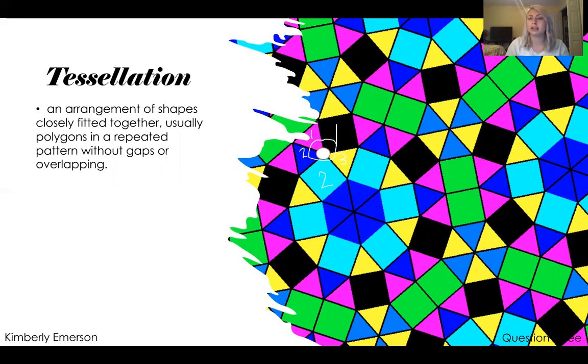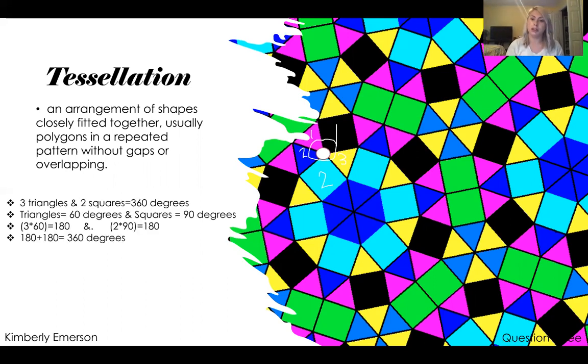I'm going to refer back to the previous slide. The vertex is where all the points of the shapes meet together. With that being said, we are going to use tessellations to see if this adds up to 360 degrees, rather than the images before. We know that we have 3 triangles and 2 squares, and since they're not overlapping each other, that must equal 360 degrees.